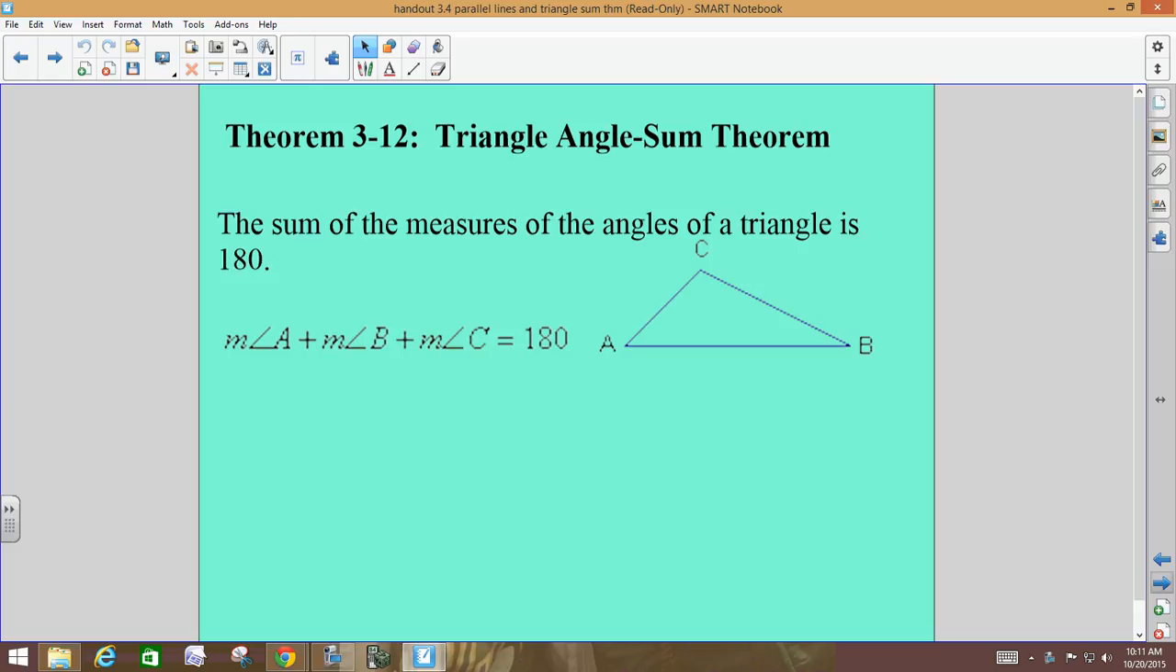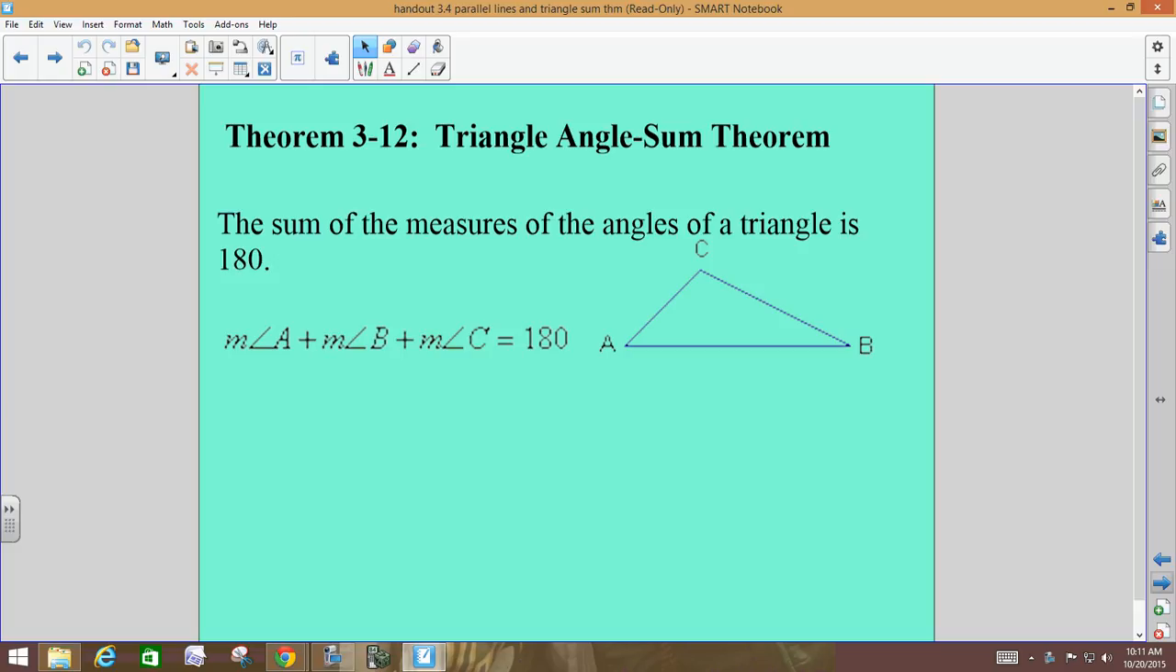The first thing, well, we all know triangles have 3 sides, which means they also have 3 angles. And you probably knew that all 3 angles of a triangle add up to what? 180. It's called the triangle angle sum theorem. It's a rule in geometry that you have to follow. The measures of the angles of a triangle add up to 180. Okay, we will be using that all year, so don't forget it. You probably already knew it.